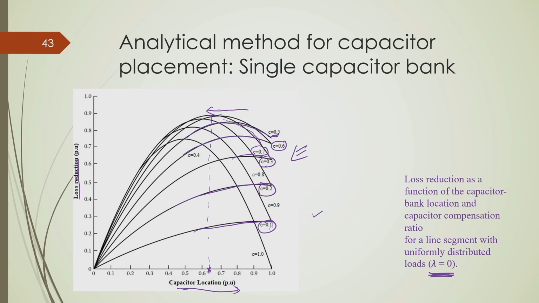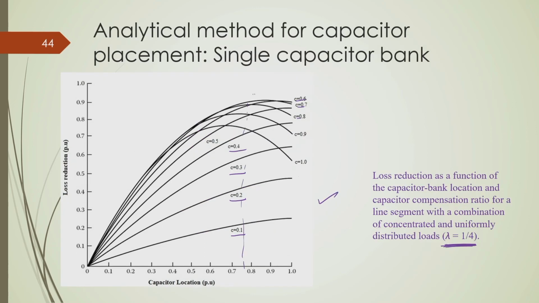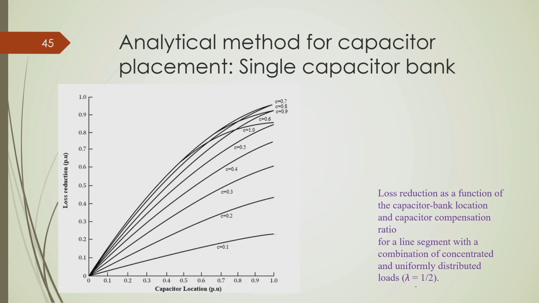Okay. So, the location of the capacitor for peak loss reduction is towards the end of the feeder. Now, if we further increase this lambda, you can see again that the location of this capacitor, in order to have this peak loss reduction, is at the end of the feeder. Because again, an increase in lambda means the amount of the load which is lumped is increasing.